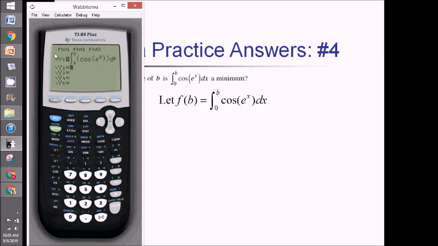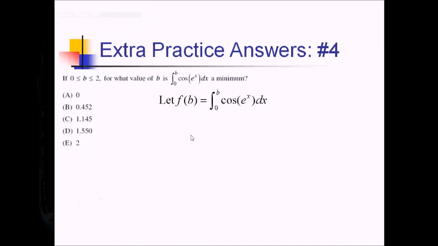All right, so we're going to plug things into this function eventually. But what are we plugging in? Definitely we have to plug in the endpoints of 0 and 2. Those always need to be tested. But we also need to plug in critical values. So to find critical values, I need the derivative of this f function that I just created, which is just going to be cosine of e to the b. If you're taking the derivative of something with a variable in the upper limit, just plug in the variable and multiply by a tail if there is one.